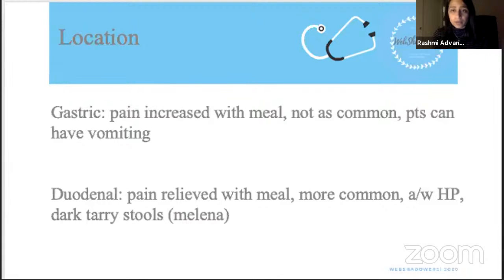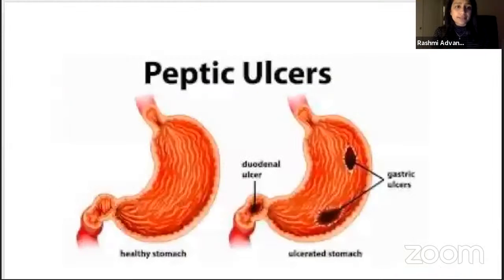And if they have ongoing evidence of bleeding, my threshold to perform an endoscopy is a lot lower. All right, so here's a picture of where ulcers can sit in the stomach and the duodenum. In the duodenum, it's usually in the bulb, the first portion of the duodenum. It could happen in the fundus, in the body, and also the antrum, which is close to the pylorus.